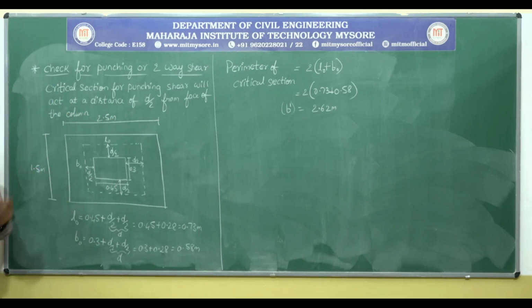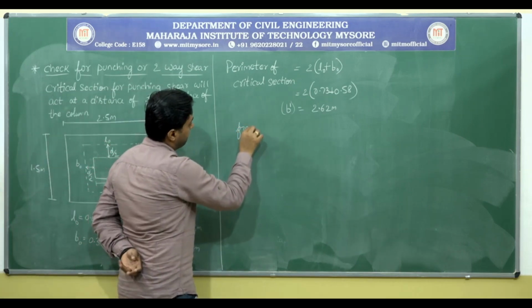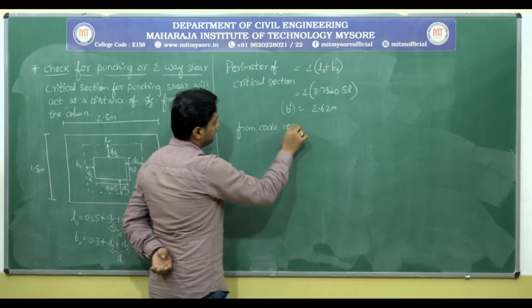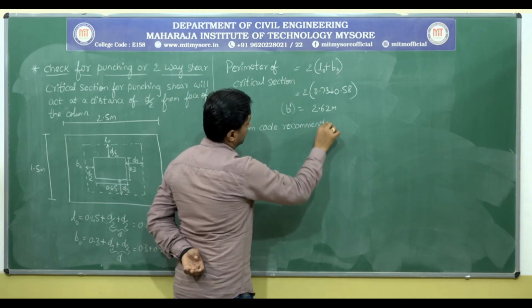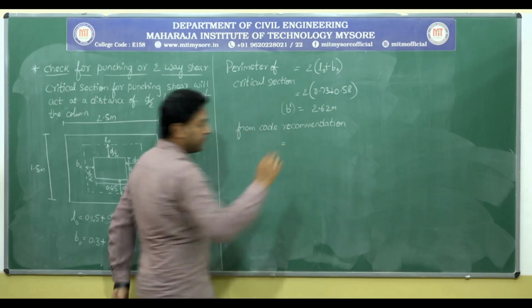Sir, why have you calculated all these things? So now what I want is from the code recommendation, they have given a formula. So what is that? Observe here.